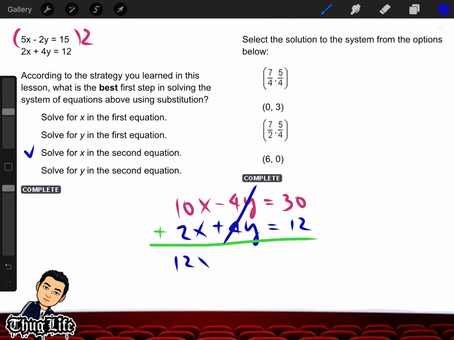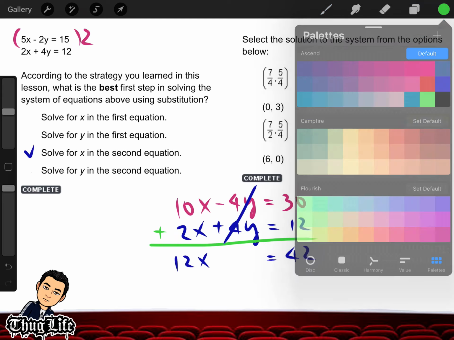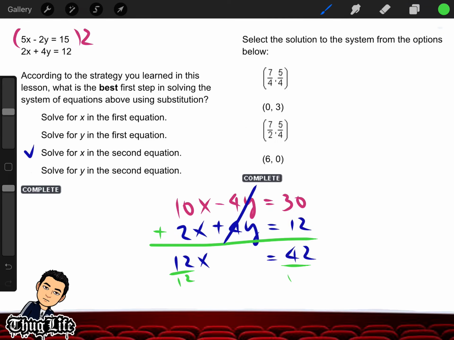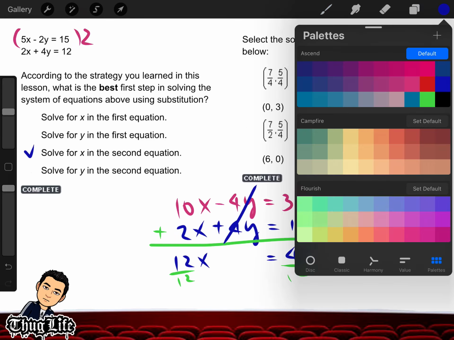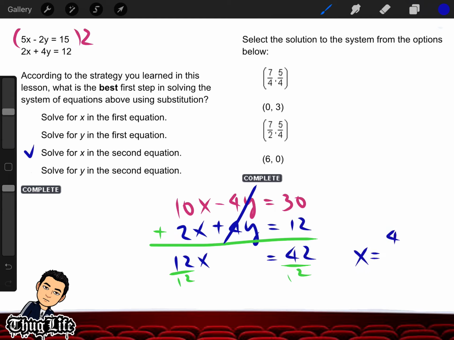So you got 12x equals 42. And you're going to divide it by 12 on both sides. You're going to get x equals 42 over 12. You can simplify that by dividing by 6 on both numbers, 42 and 12. So that's going to be 7 over 2. The only one with the 7 over 2 right there.